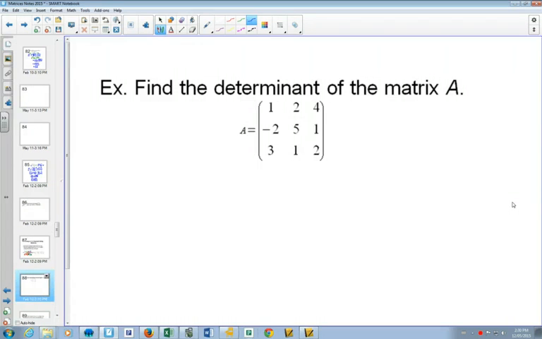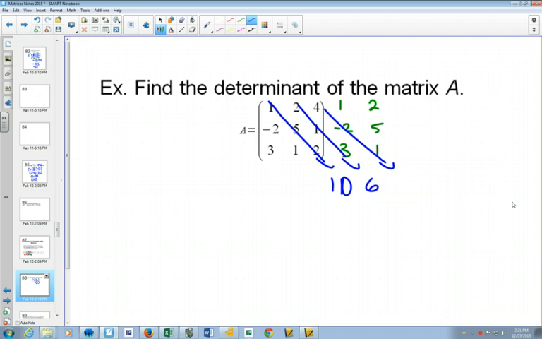So let's find the determinant just to warm up. We'd rewrite 1, negative 2, 3, 2, 5, 1. I'll give you a head start. Okay. 10, 11. Whoa. Multiplying there. 1 times 5 times 2 is 10. 2 times 1 times 3 is 6. 4 times negative 2, negative 8. Put those ones together and add them up.